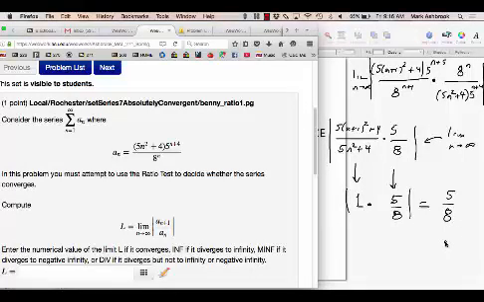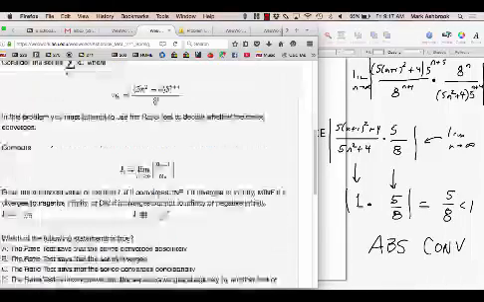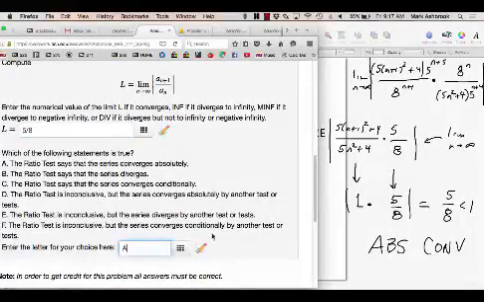It's kind of like a geometric series. Eventually r becomes 5 eighths. Eventually the multiplier to get to the next term, that r value, is 5 eighths, which is less than 1. Conclusion? Absolutely convergent. So the limit is 5 eighths, and the ratio test says this series converges absolutely.